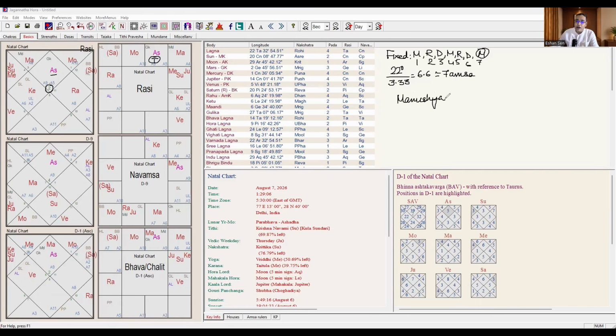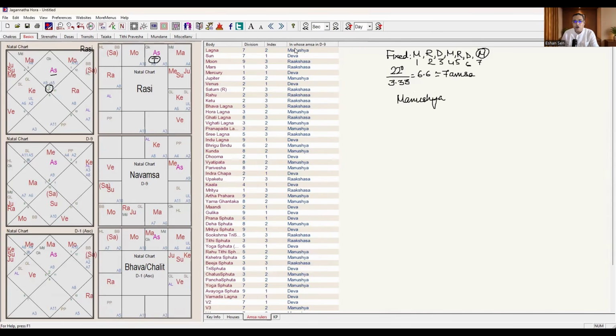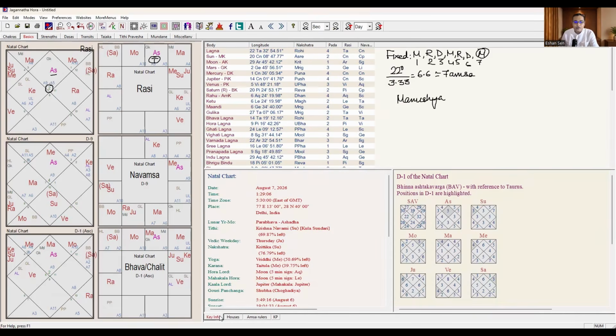Let us check if my calculation is right or wrong. See, this is the J Hora software. If you follow my cursor, go to the Amsha rulers and click over there, you will find all the Amshas. See, the Lagna is in Manushya Amsha. So my calculation is correct. Right, and I know how to calculate. Jokes apart.